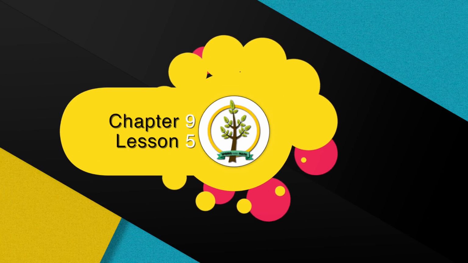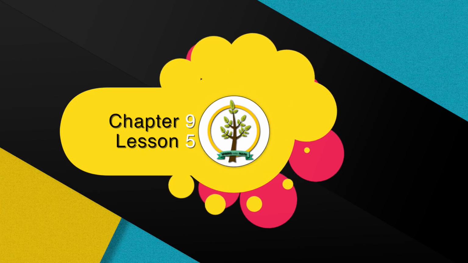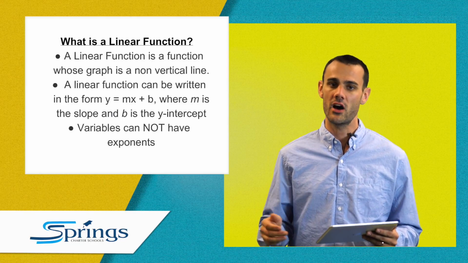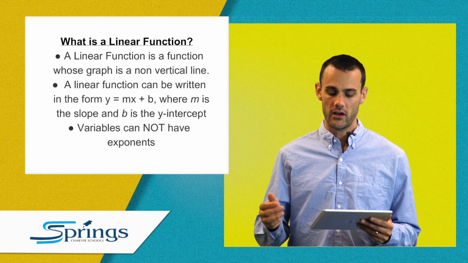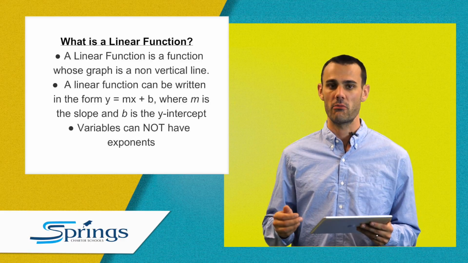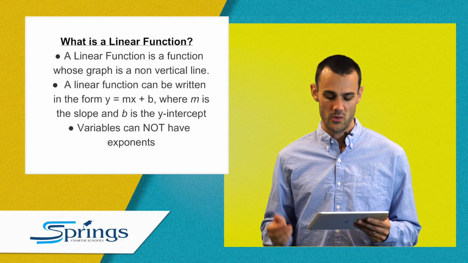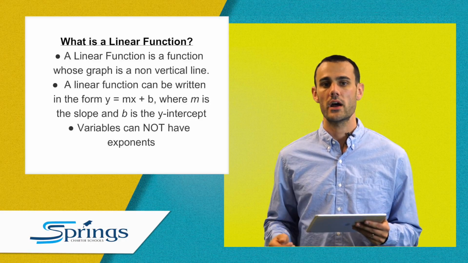I'm Mr. Burns, and today's lesson is about linear and nonlinear functions. What is a linear function, you may ask yourself? Well, a linear function is a function whose graph is a non-vertical line. Also, a linear function can be written in the form we've seen lots of times before, y = mx + b, where m is the slope and b is the y-intercept.